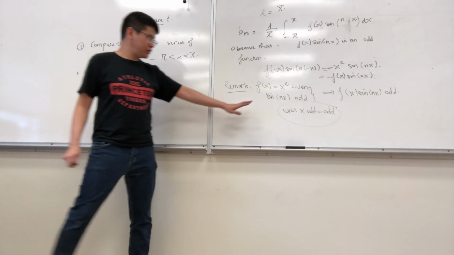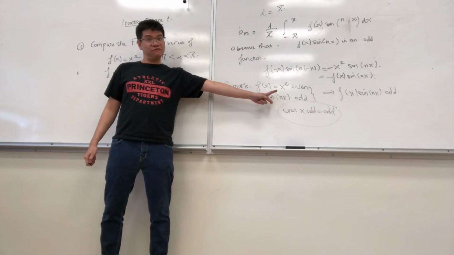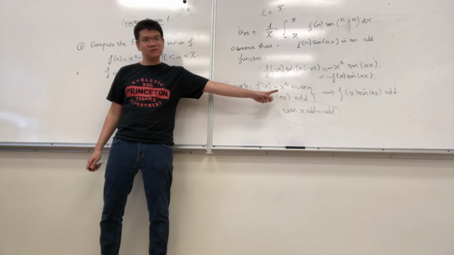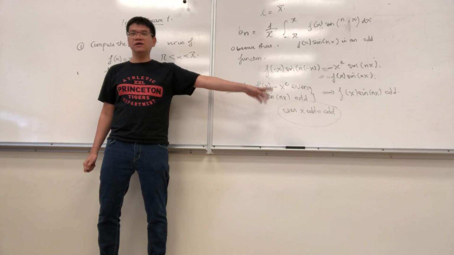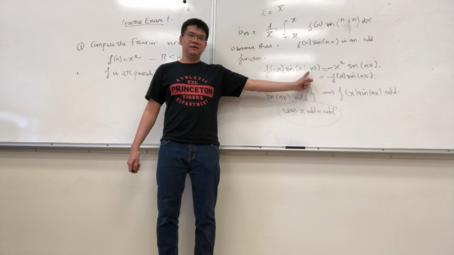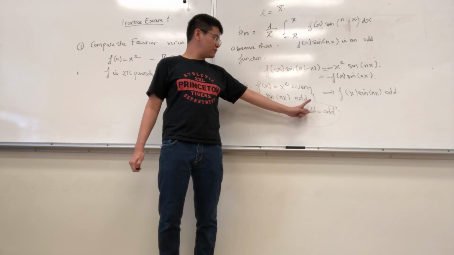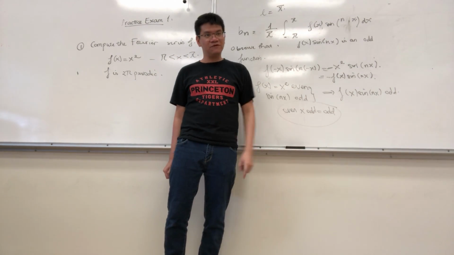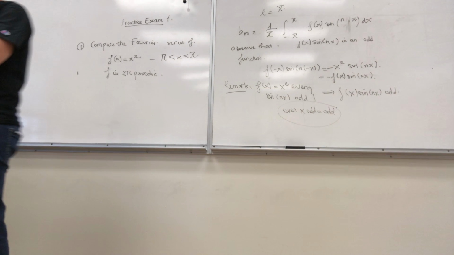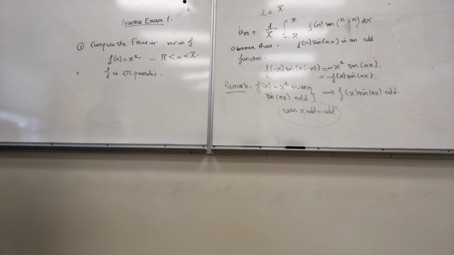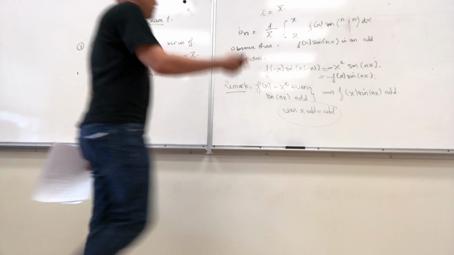To be more general, if you have an even function, in this case f(x) is x squared, and x squared is an even function, and sine is an odd function. Now you multiply an even function with an odd function, then you get an odd function. So even times odd is odd. Questions?